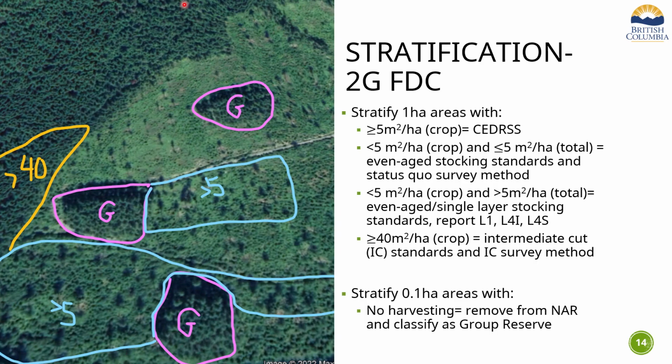So last step, if there are any areas greater than 0.1 hectares with no harvesting at all, you would then want to map them out, complete a site plan amendment to remove them from the NAR, and classify them as group reserve. It's definitely to your benefit long term.